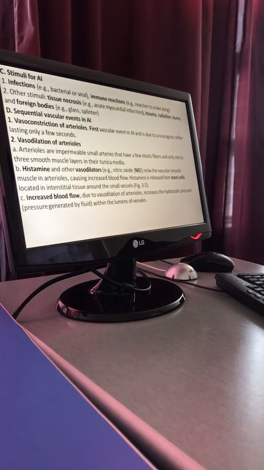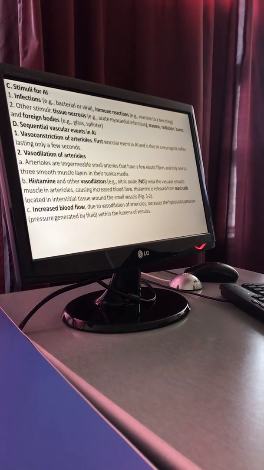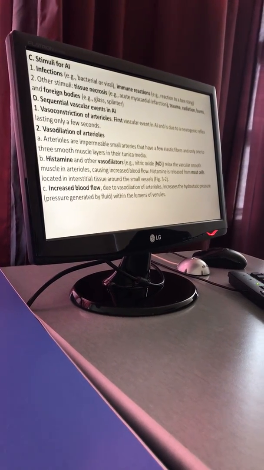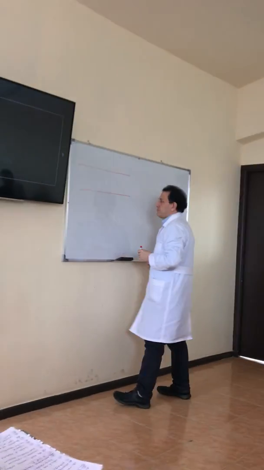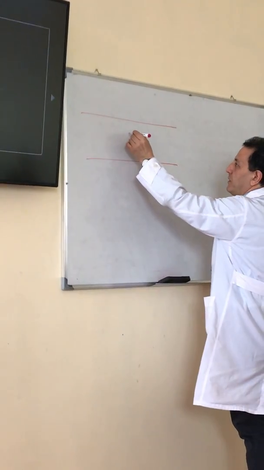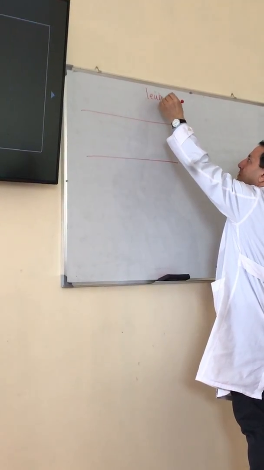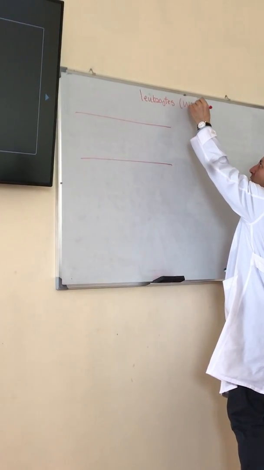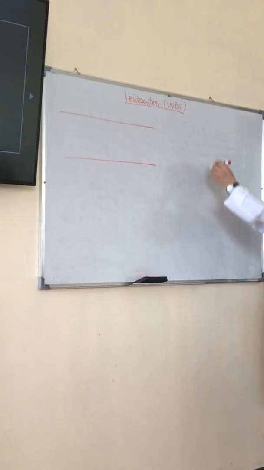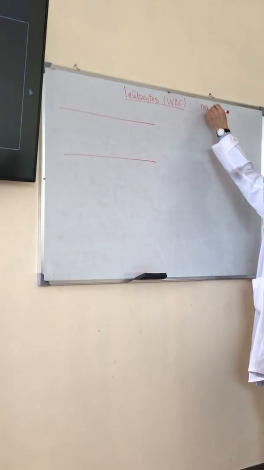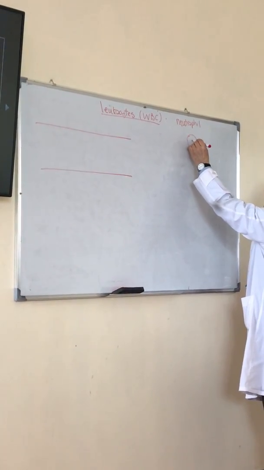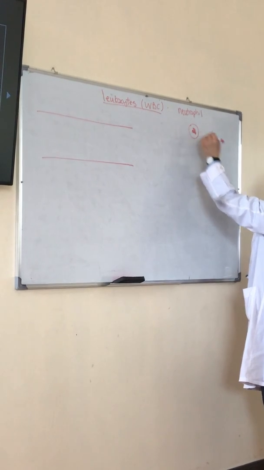Now, imagine this is a vessel, and the main cells in acute inflammation are neutrophils. So, leukocytes or white blood cells. We have different types of leukocytes. One of them is the neutrophil. A neutrophil has a multilobulated nucleus.